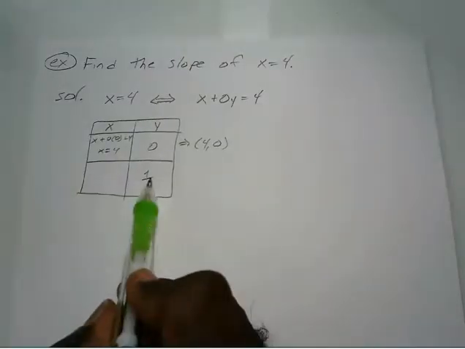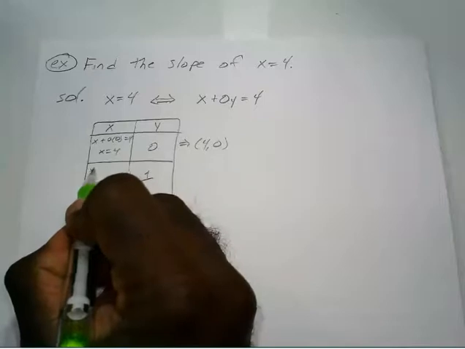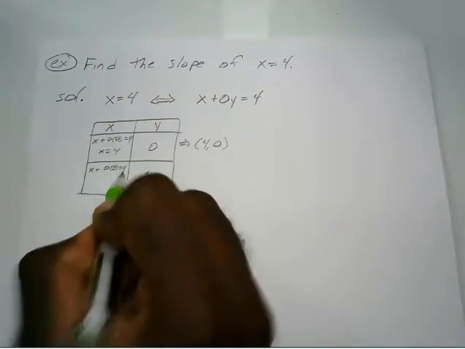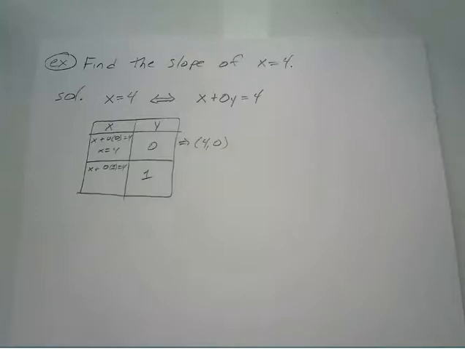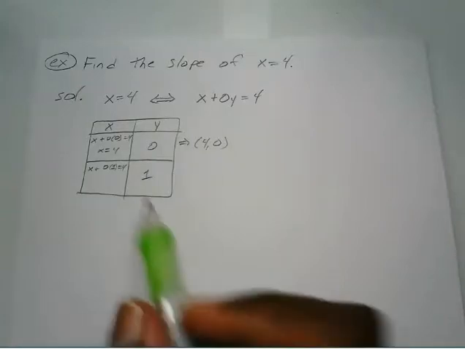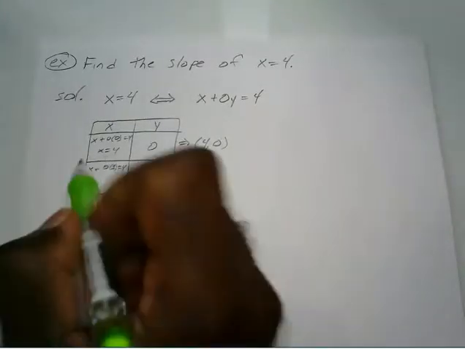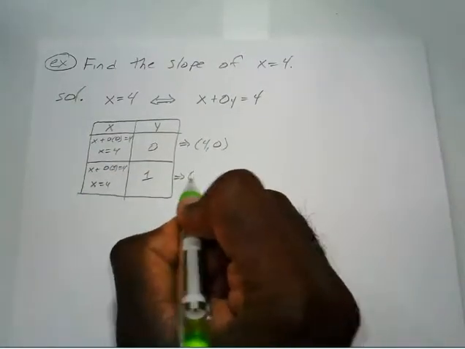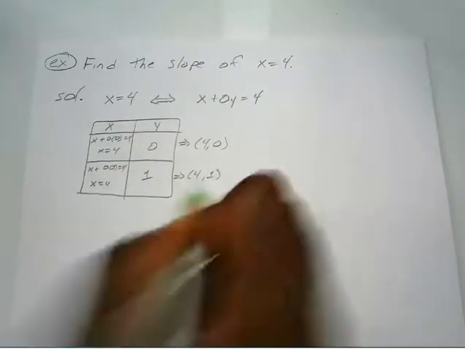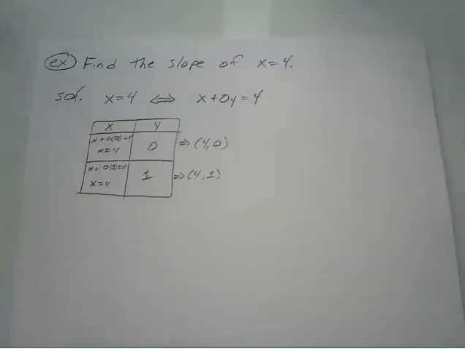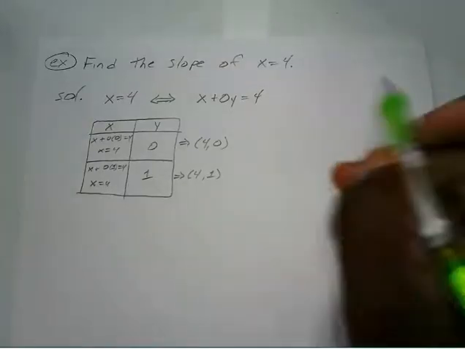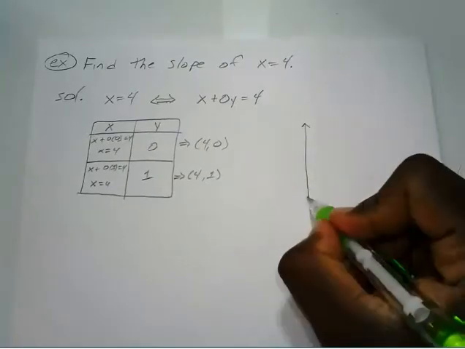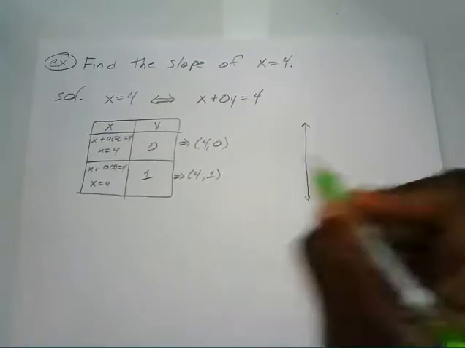Okay, now when y is equal to 1, that gives us x plus 0 times 1 equals 4. Which, again, 0 times anything is just going to be 0, so that gives us x equals 4. So that gives us the point 4, 1. Alright, so just like the example we did before, we're going to go ahead and graph that really quick.